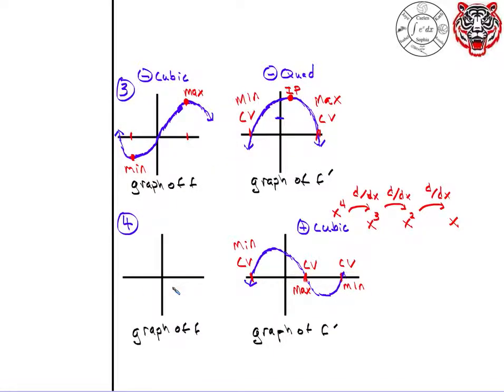So we have 3 different turns. I have 2 turns here, 2 times where the slope is 0. Now I'm going to have 3 times where the slope is 0. And now we have to ask ourselves the question: if this is a positive cubic, what is this going to be, a positive or a negative?